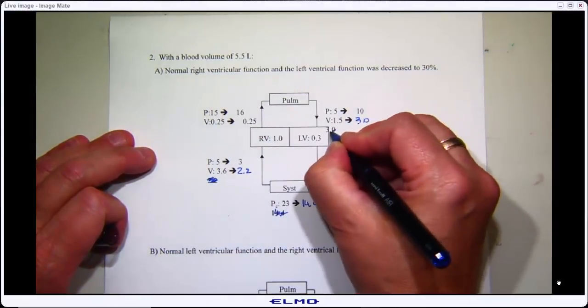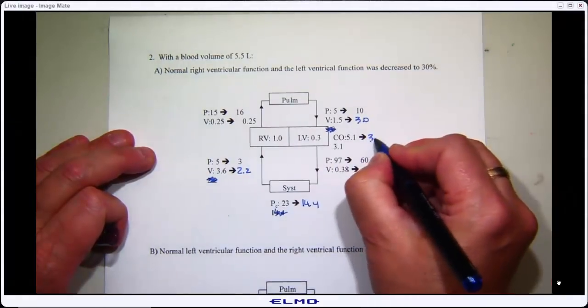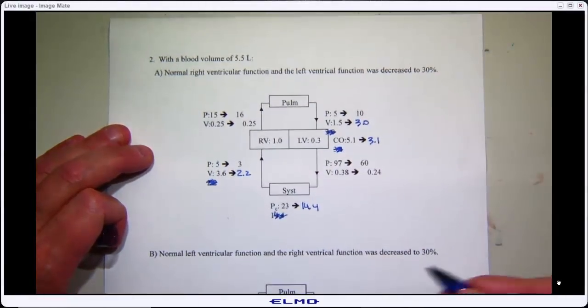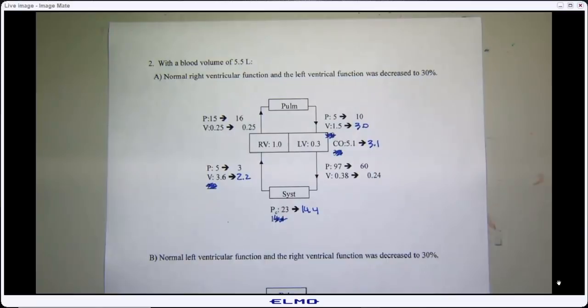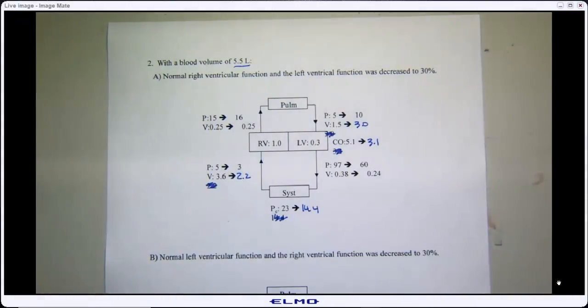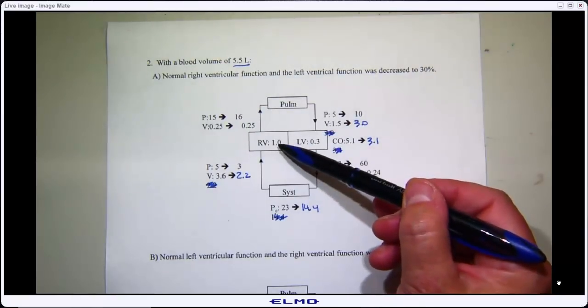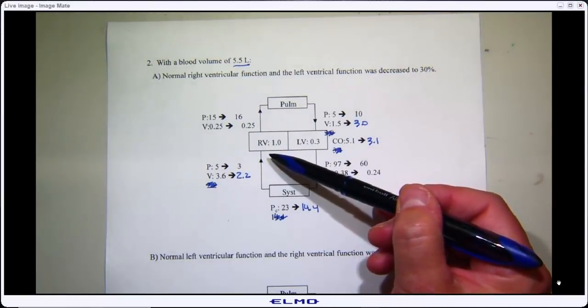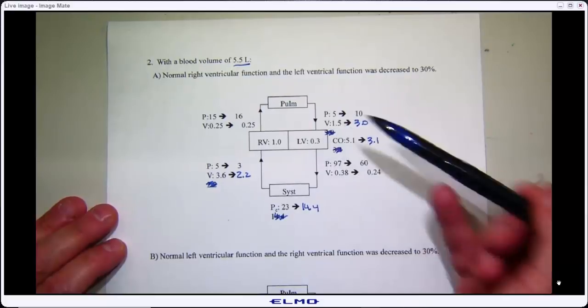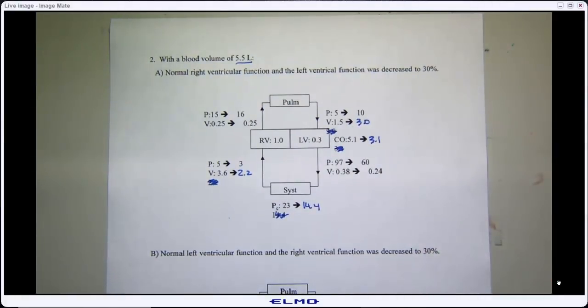I don't know why I dropped my numbers. Okay, so in this example, we're back to 5.5 liters of blood, so we got a normal blood volume. The right ventricle function is normal, so 1 is normal. And left ventricular function was decreased to 30%. Okay, so this is left heart failure. This is mimicking left heart failure.